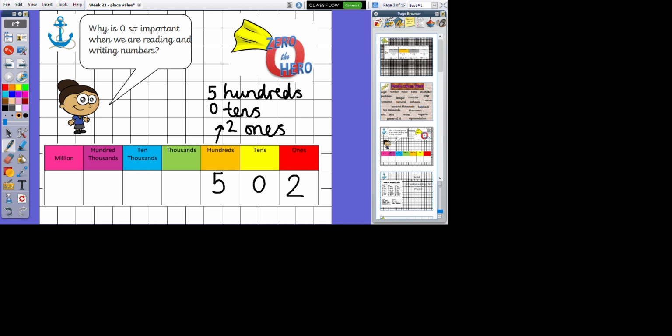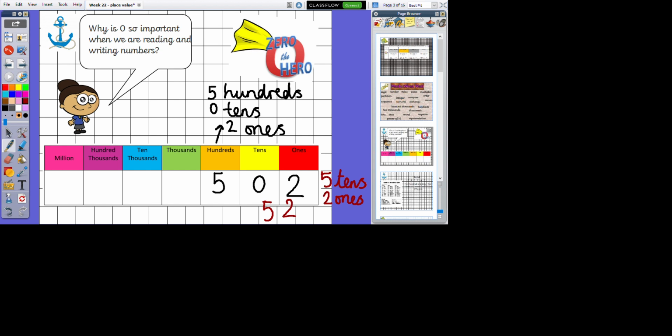If I were to get rid of the 0, my number would be 52. I don't want the number 52. They are two very different numbers. Because if I were to partition this then, it would tell me I have 5 tens and 2 ones. Okay, so you can see the value of those digits is very, very different. I've gone from having 5 hundreds to 5 tens. So the 0 helps me to keep my digits in the correct place value column to make sure that they have the right amount, the right value to them.